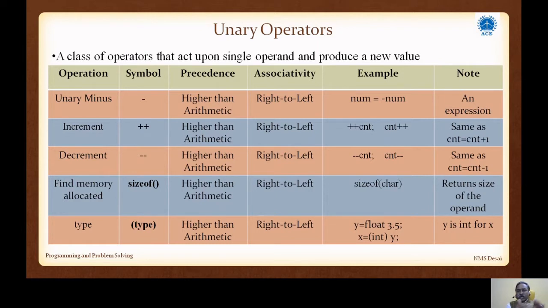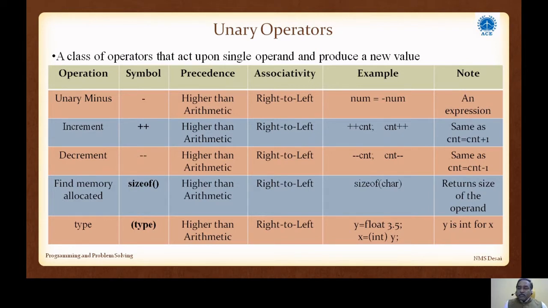A travels from A to B. A and B are taken, the operation is performed, right? A plus B, A is added with B. But when it comes to minus B, what does it mean? B is taken, it is negated. Associativity is right to left. So unary operators have right to left associativity. Operands are taken, then the operation is performed.